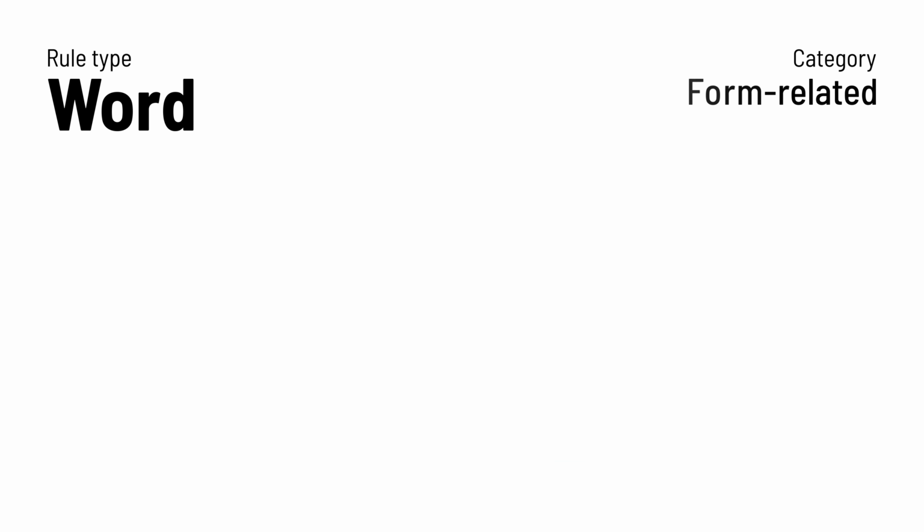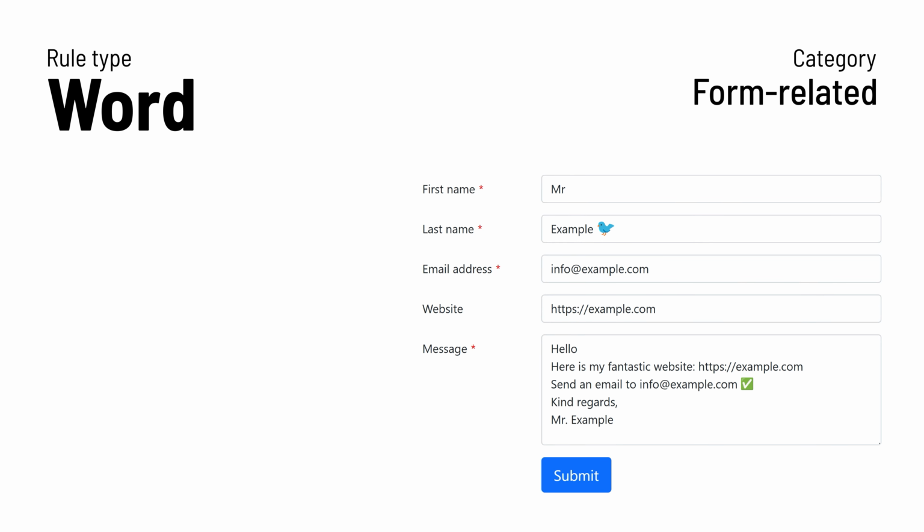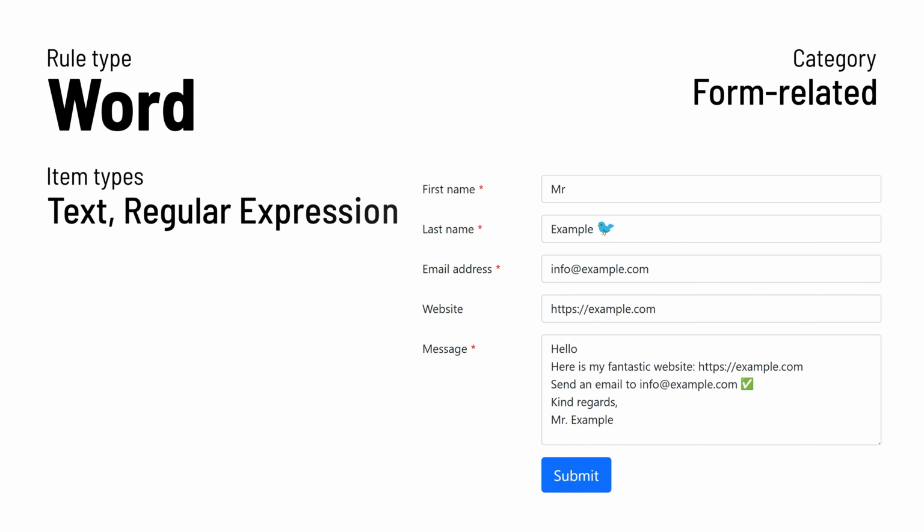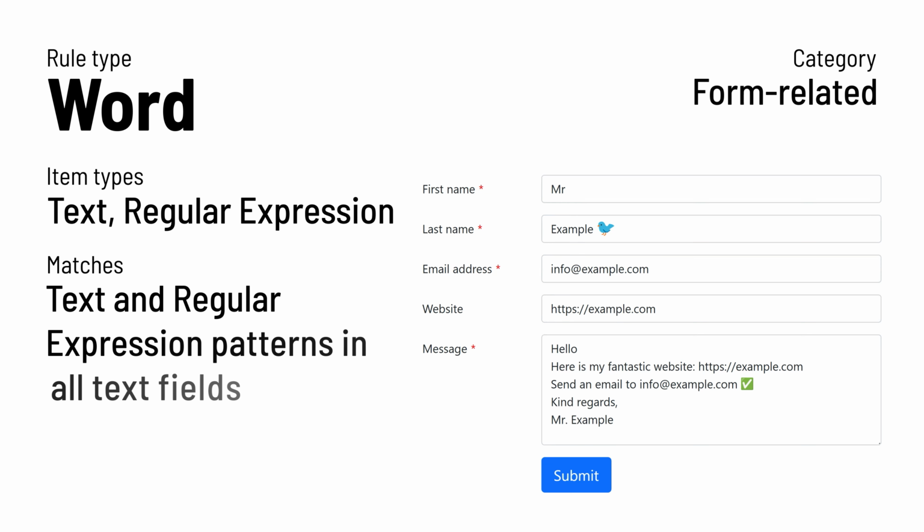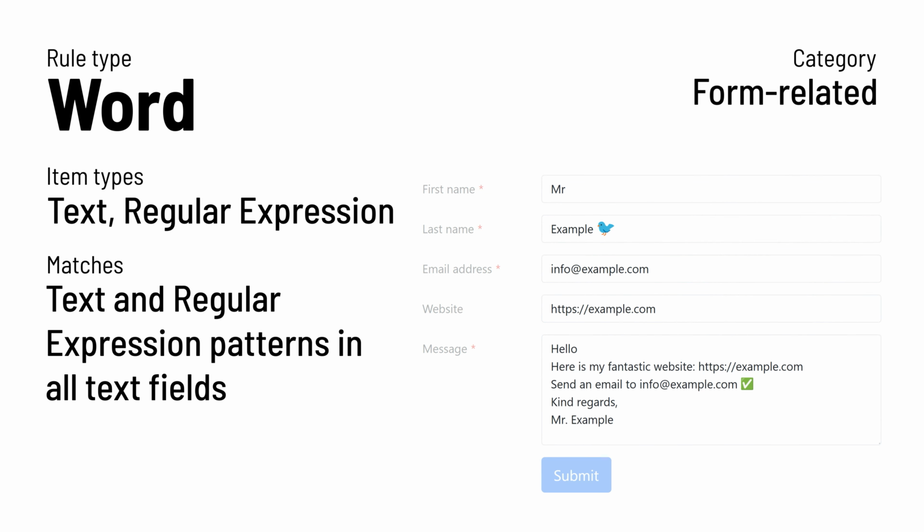The most generic and most used rule type is the word rule type. With the word rule type, you can search for words, which is the easiest way to identify a submission as spam. The rule type has two item types, text and regular expression. If you want to block a single word or a combination of words, create an item with the item type text. You can use regular expressions to find matching patterns if you want to block a pattern. For this, use the item type regular expression and define the pattern in the value field.